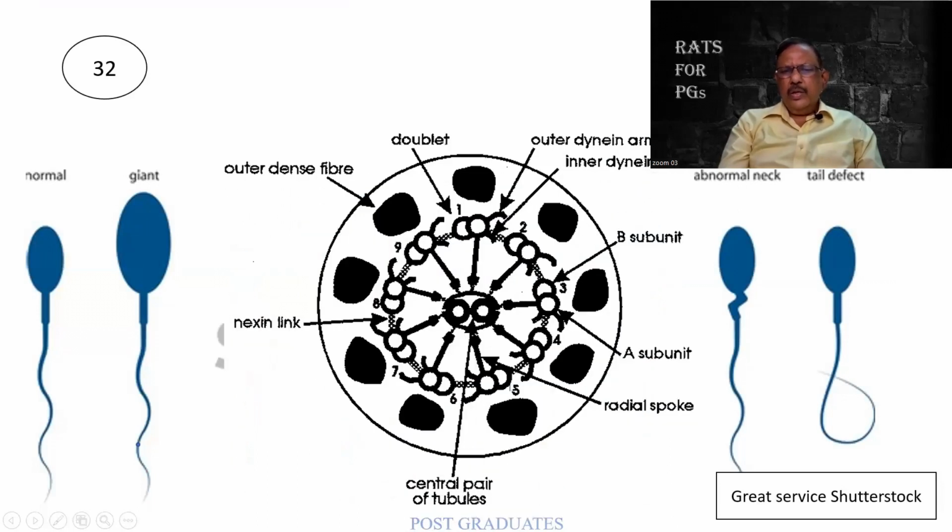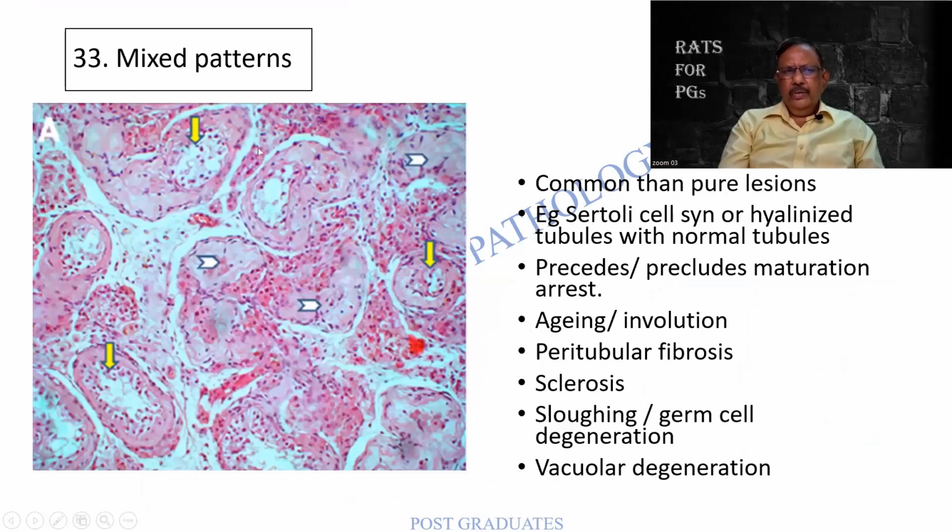And this is what I had been mentioning. So you people will have to mention about the normal dynein norms and what can be the abnormality. This is what we had seen earlier also. There can be mixed patterns. In some, I find a peritubular fibrosis. In some, there is a total sclerosis. Whereas in some of the tubules, there is a partial maturation. So they are more common than pure lesions as such.